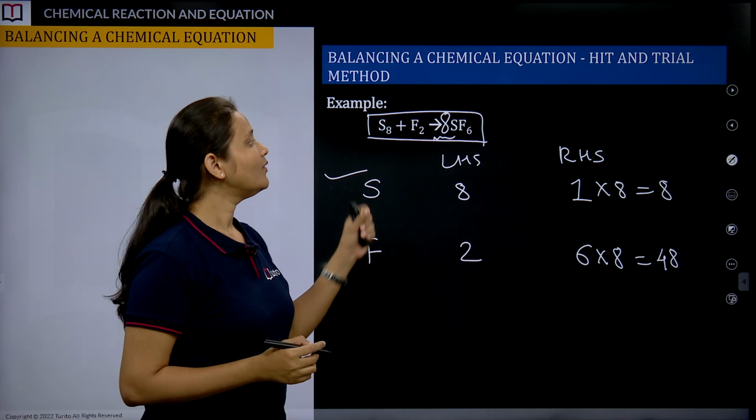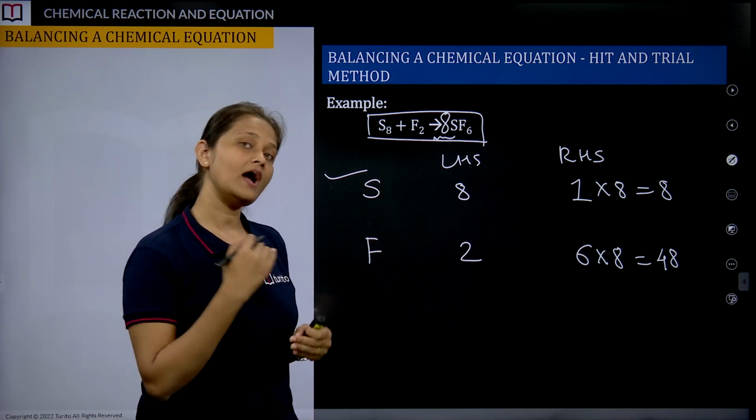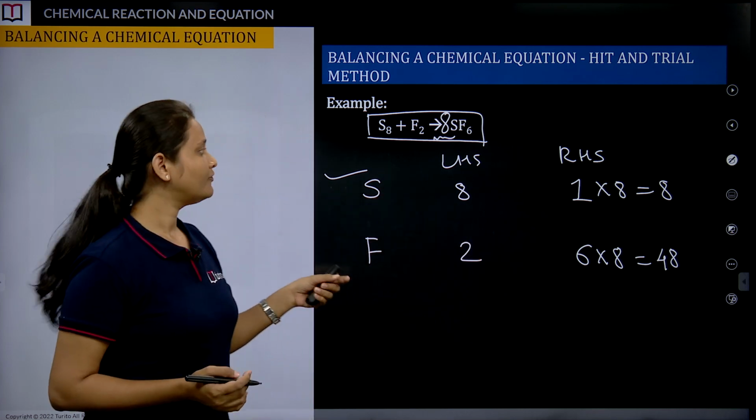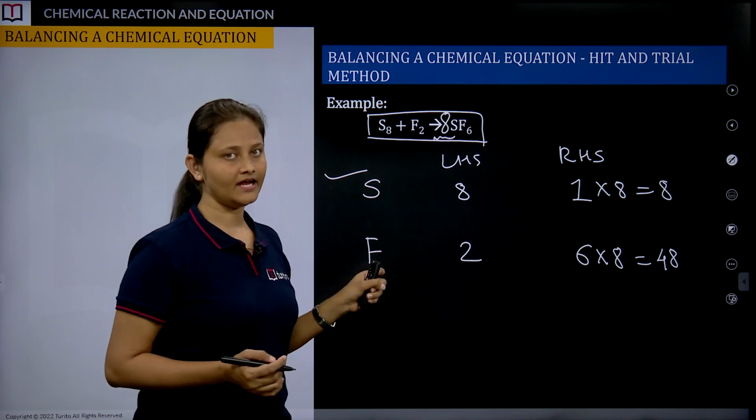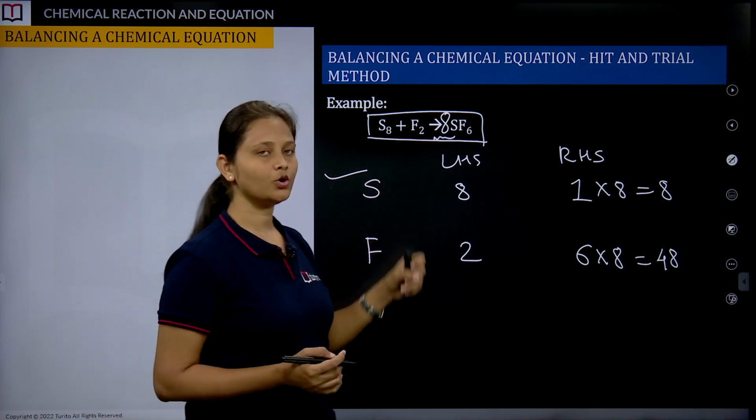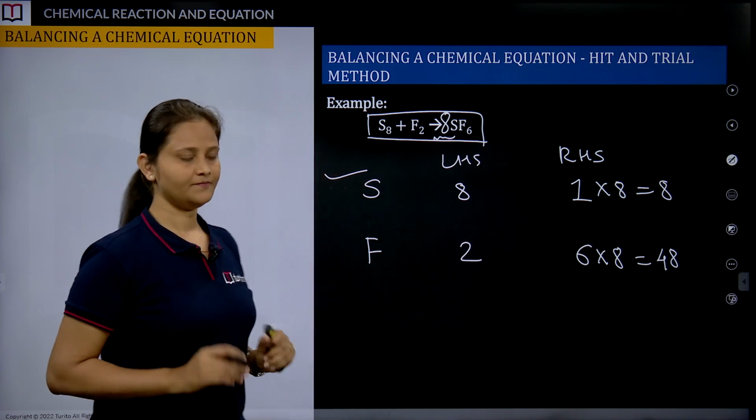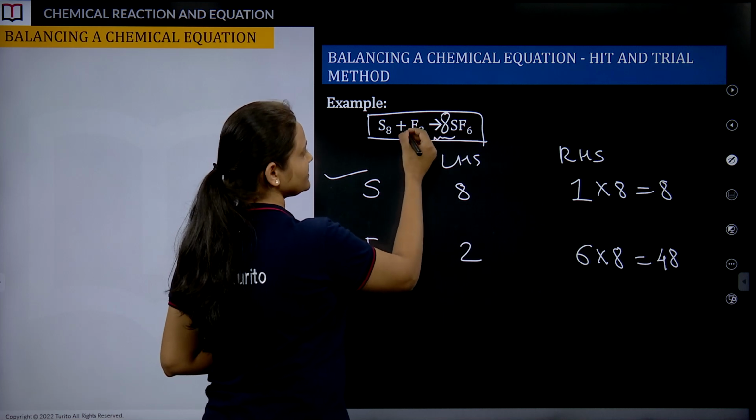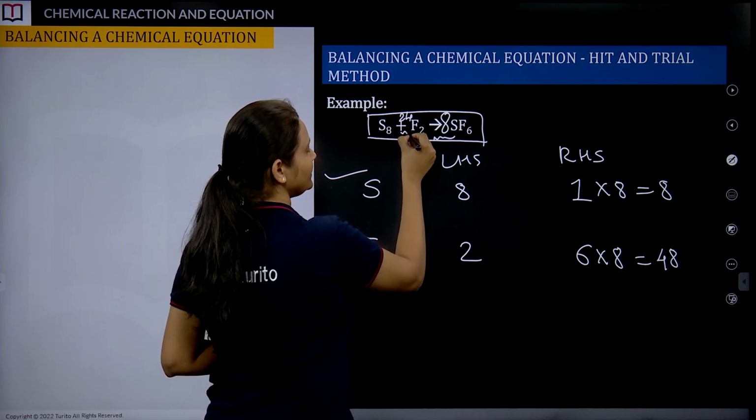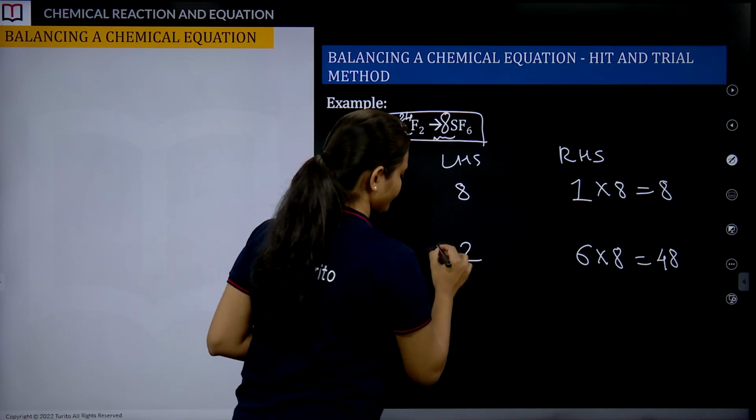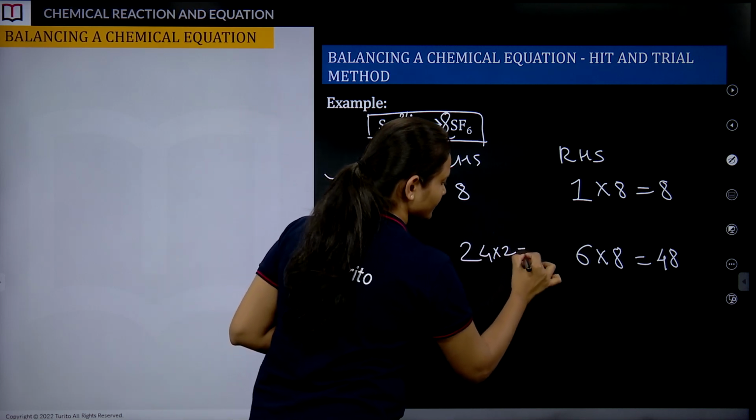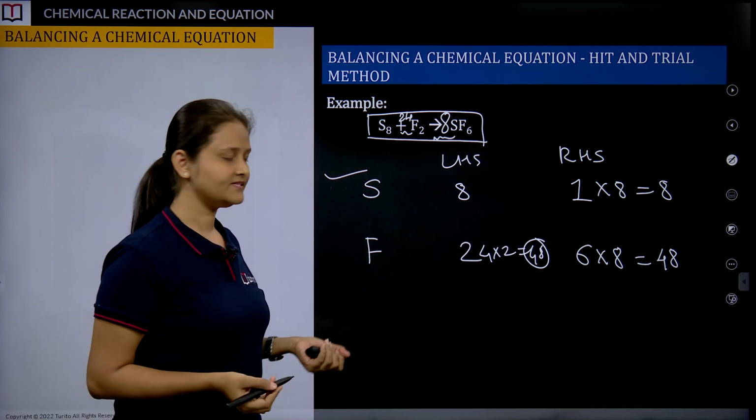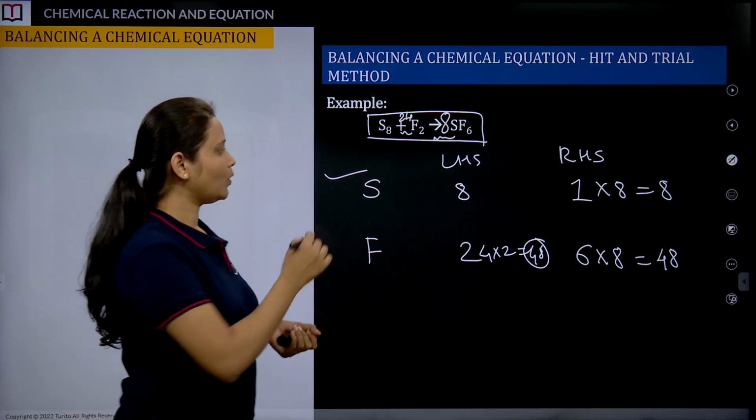How did we get that? We added coefficient 8. Why did we add coefficient 8? In order to balance sulfur. Okay, now there are 8 atoms on the LHS side. That's how I added 8 as a coefficient on the product side. So now what we can do? Now it becomes very simple, right? We can add 24. 24 into 2 gives you 48, right? 24 into 2 giving you 48 numbers of fluorine atoms. Easier one, right? So now both are balanced.